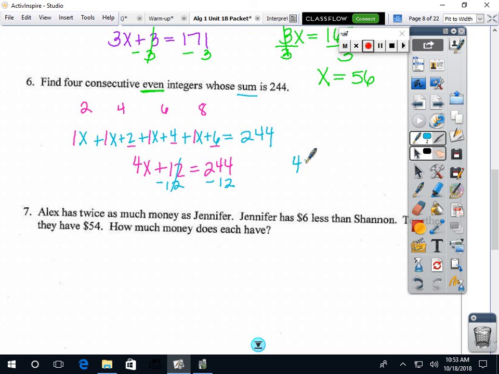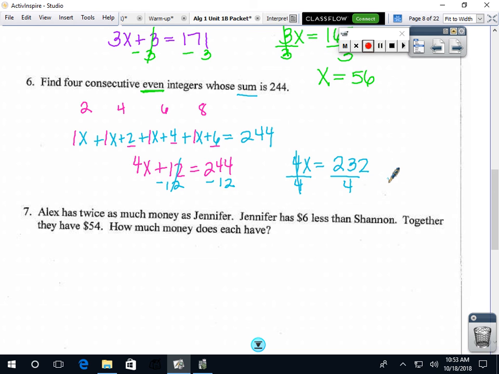And so 4x equals what? What's 244 minus 12? 232. And now what do we do to solve for the x? Divide by the 4. And so x equals 232 divided by 4, which is 58. Okay, but remember, that's just for x. x equals 58. So that would be the first number.